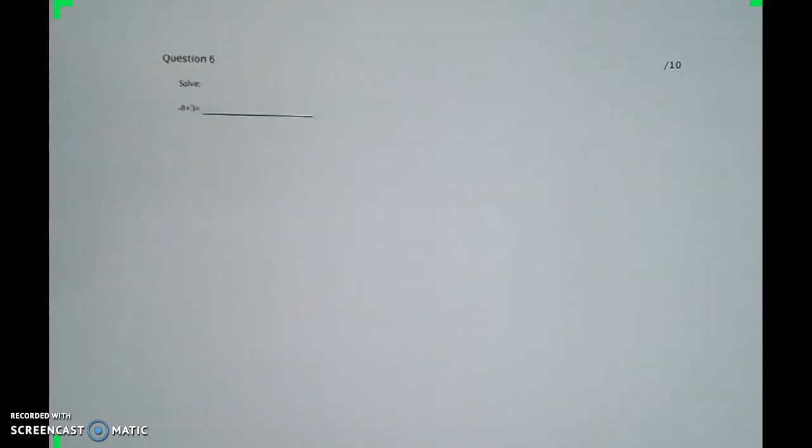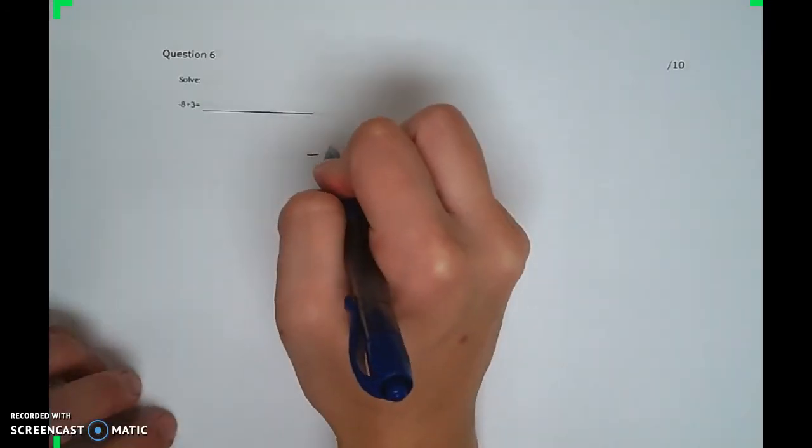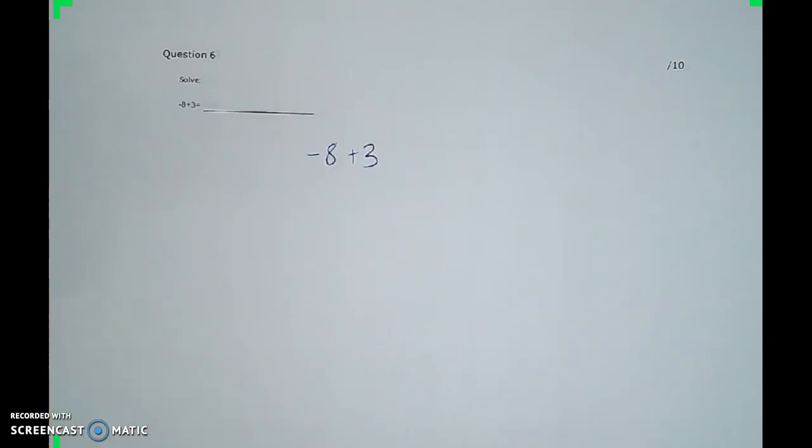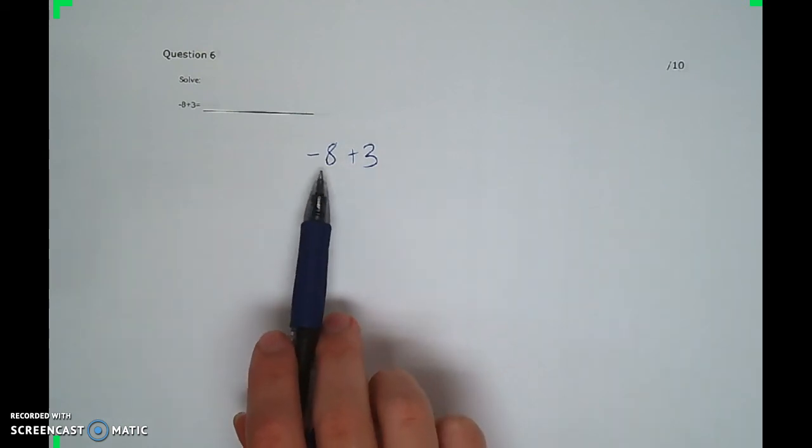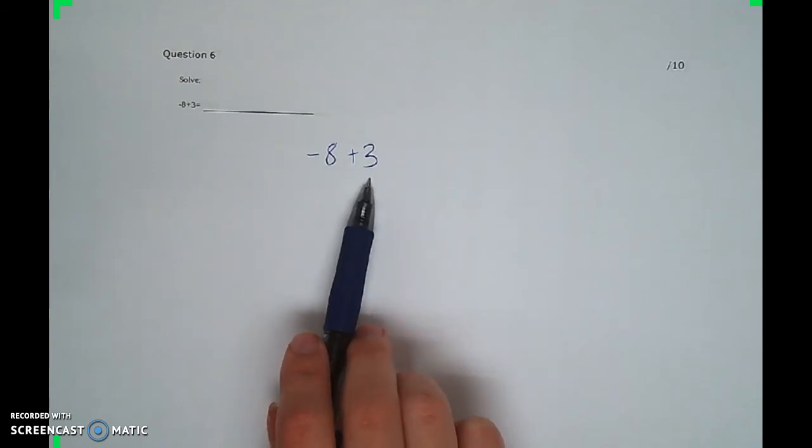Okay, then we have our first problem, which is -8 plus 3. Remember, you want to ask yourself 2 questions: how do you find the sign and how do you find the number? So the first thing you have to do is figure out, do you have same signs or different signs? So I have a -8 and a +3. So that means that I have different signs.